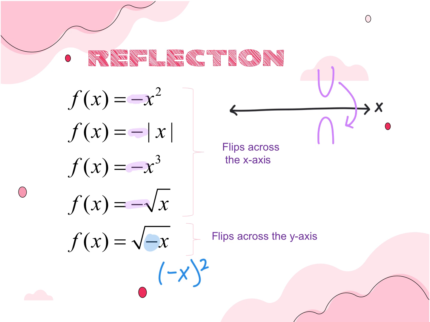Looking at this one, here's my y-axis. Let's say my image was this way. It's going to be reflected going this way. Keep in mind, it could go either way, depending on where it is. It depends on the reflection, but this is what a reflection looks like. And again, if it's on the outside, if the negative is by itself, it's a flip on the x. If it's inside, it's a flip on the y.